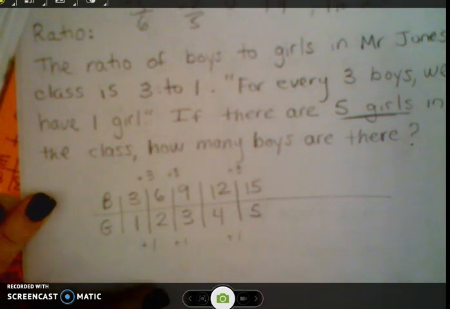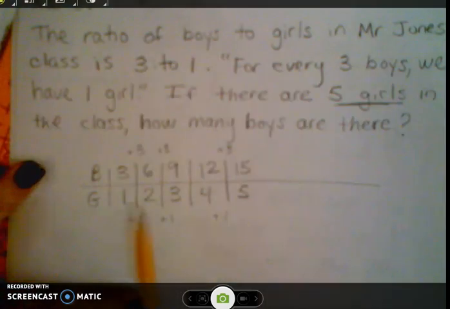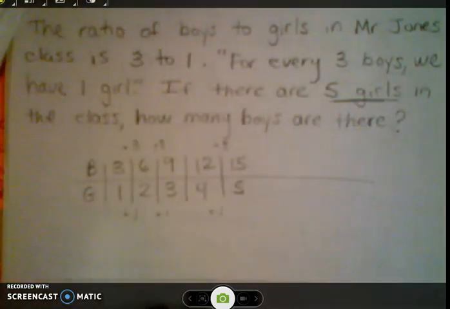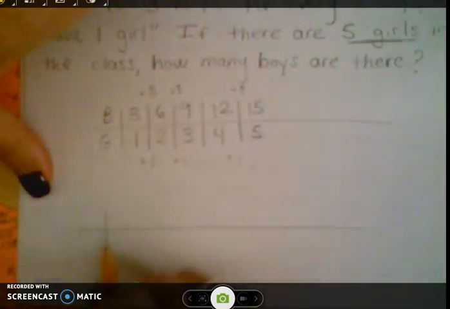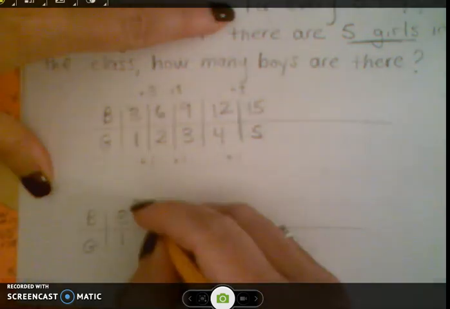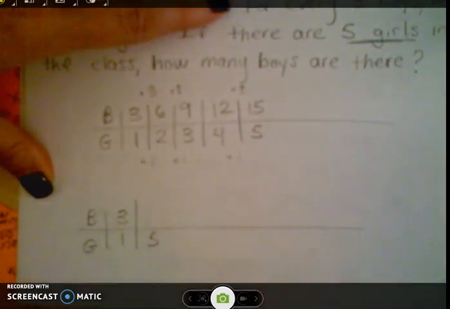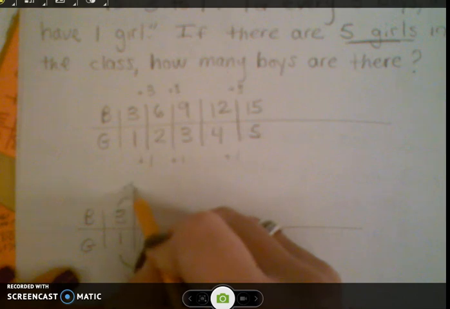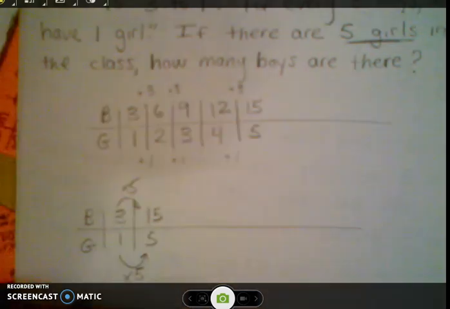If you want to think about it as a multiplicative step, I would think about how many times bigger the girls are. Let me get this so you can see it. We know that we started with our boy and girl ratio. For every 3 boys, there was 1 girl. And they told us, what if there was 5 girls in the class? I would say that the number of girls just increased by a factor of 5. So the boys would also increase by a factor of 5, and there would be 15 boys in the class.